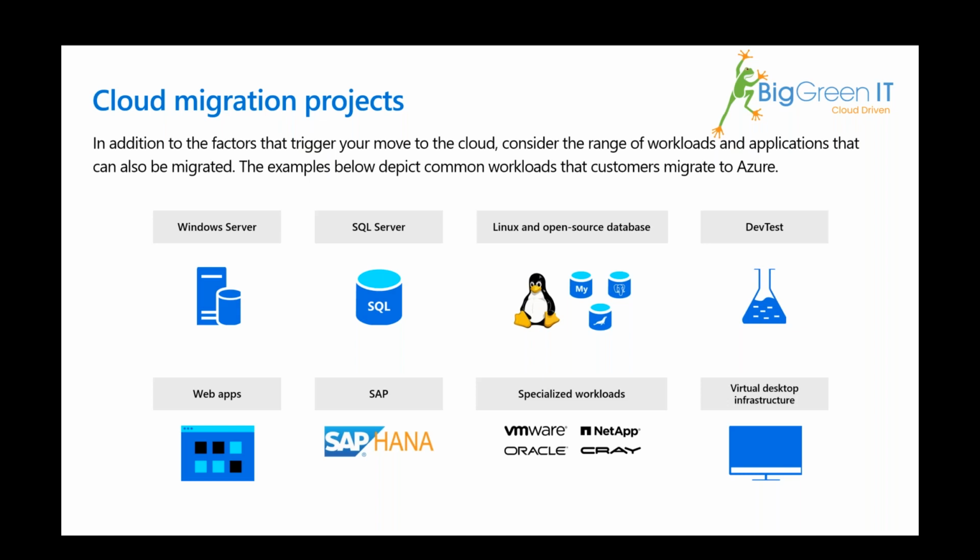SAP, specialized workloads, like I said last slide, maybe you're using VMware or NetApp or an Oracle DB. And then lastly, virtual desktop or VDI. Azure offers Azure Virtual Desktop, which essentially is a desktop as a service, which with the pandemic especially is becoming more and more popular and something we're having discussions with our clients, it seems like, on a daily and weekly basis. So all of these and more are projects that may trigger you to move to the cloud, all of which Big Green IT can help with.